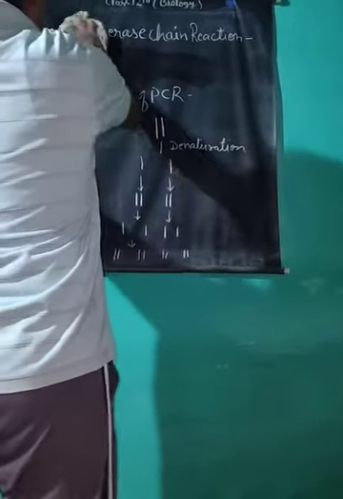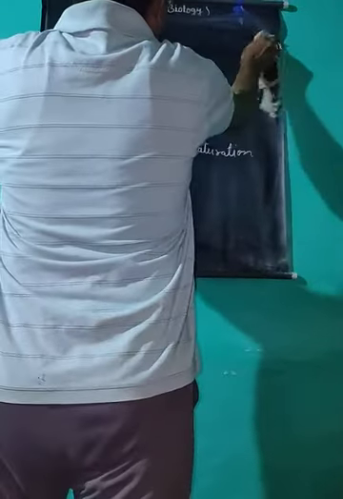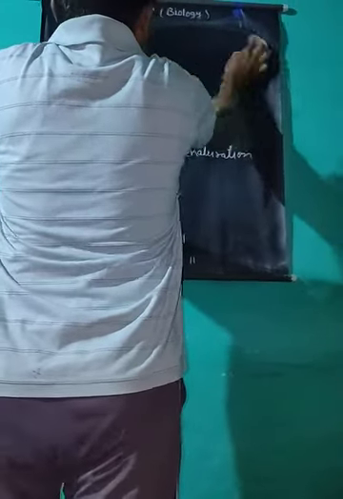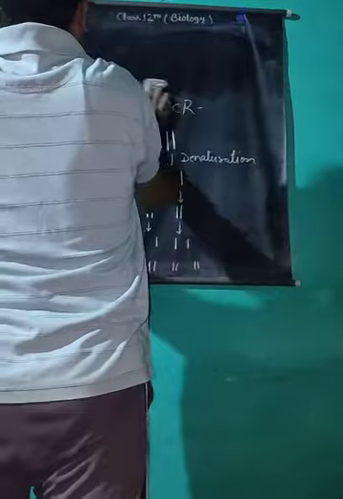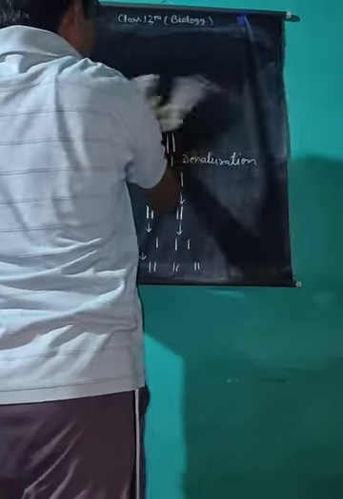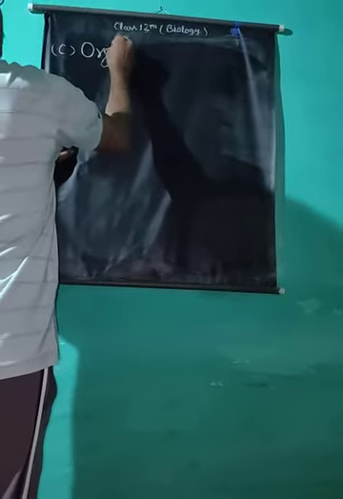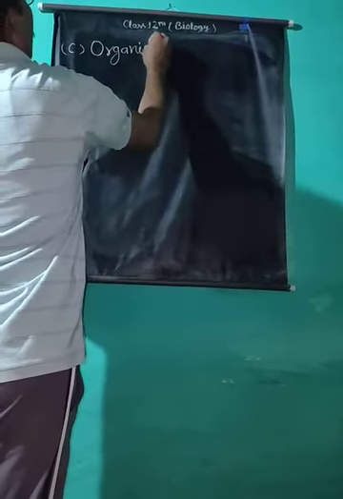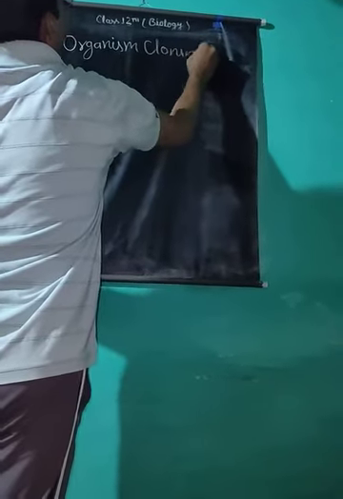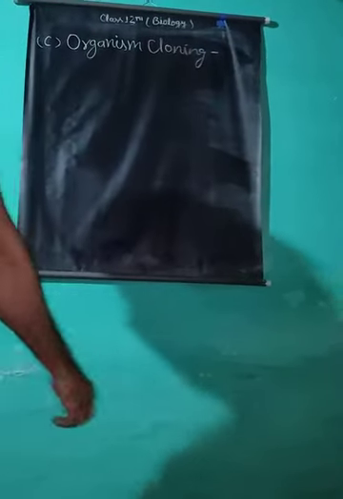It is also a process of formation of multiple copies of DNA or genes. Third type of cloning is organism cloning. Production of genetically identical organism from an organism is called organism cloning.